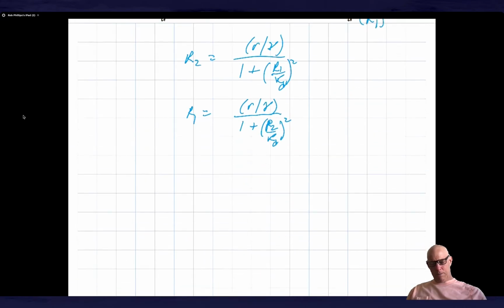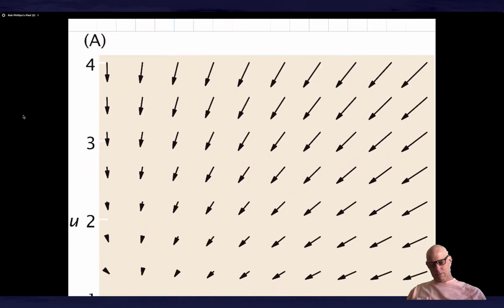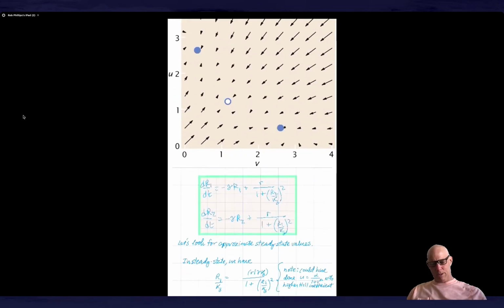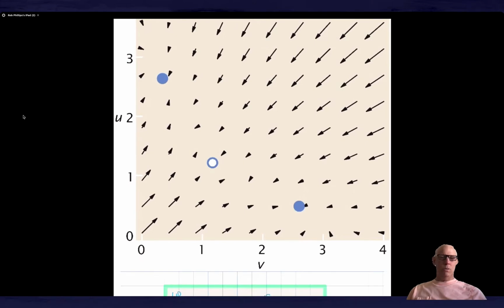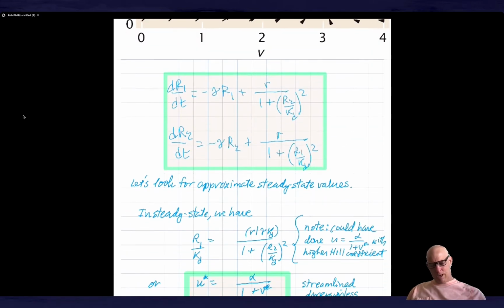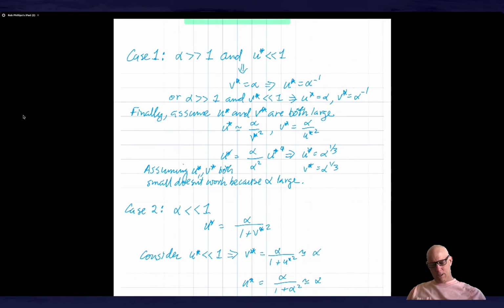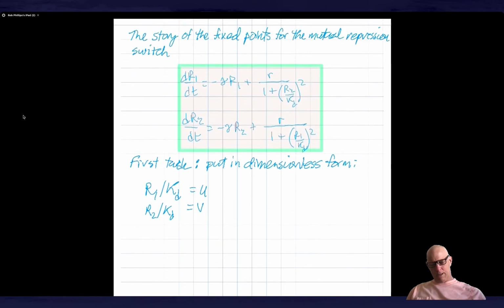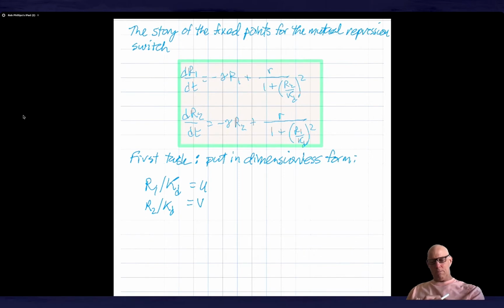What we argued on the basis of our nullclines and looking at the mathematics of the fixed points is that there are three fixed points in the case where the rate of transcription is large, and we argued, and I'm going to prove this later, that two of those fixed points are stable and one of them is unstable. And what I want to do now is think about the fixed points themselves. So that's the ambition for now.